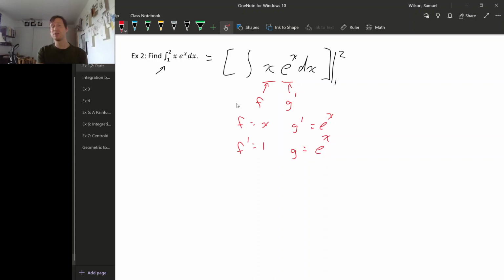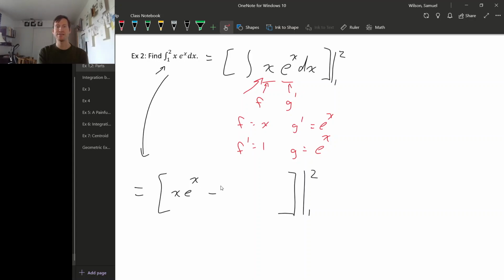So, comparing this example and the last one, if you have a polynomial in your integrand and you're thinking about doing integration by parts, usually the polynomial part will be f, because polynomials get simpler when you differentiate them. Okay, so now we can use integration by parts. Remember, after we do integration by parts, we still need to evaluate at our bounds. So integration by parts says f times g, so x e to the x, minus the indefinite integral of f prime g, so that's 1 times e to the x dx.